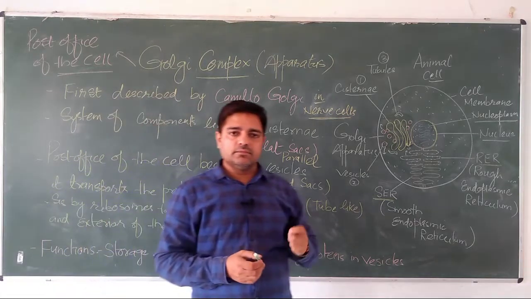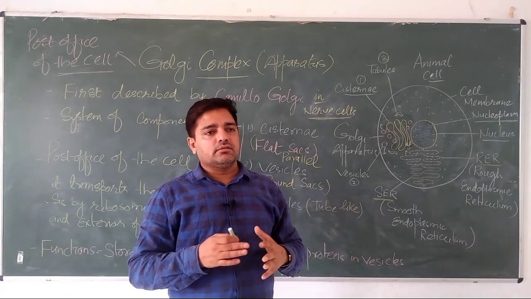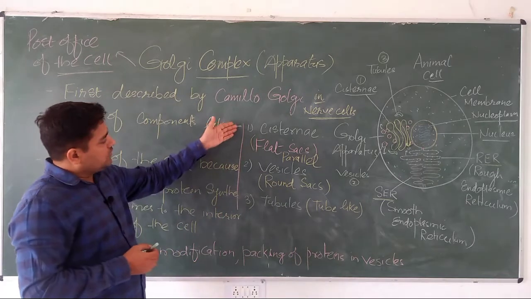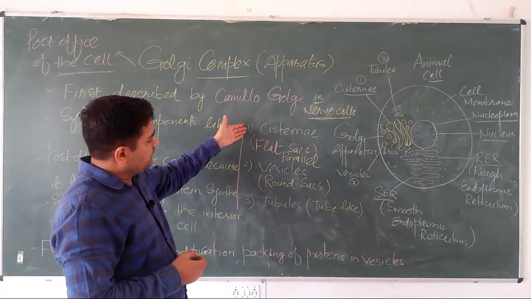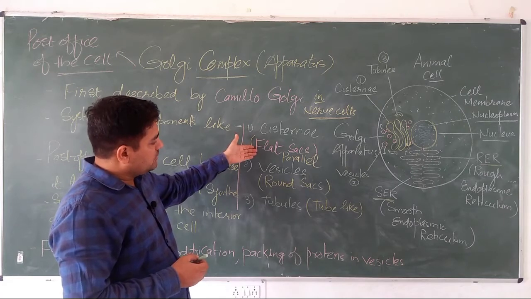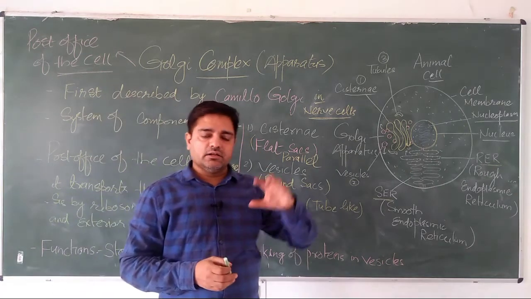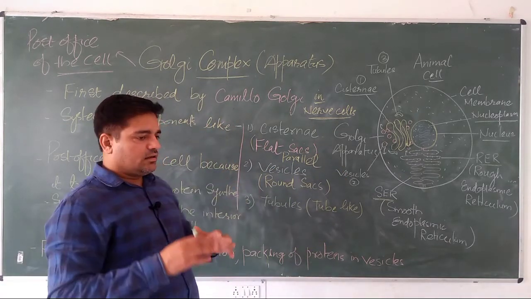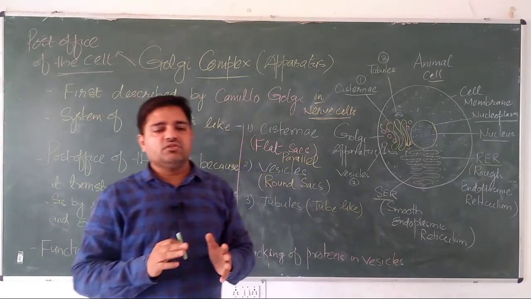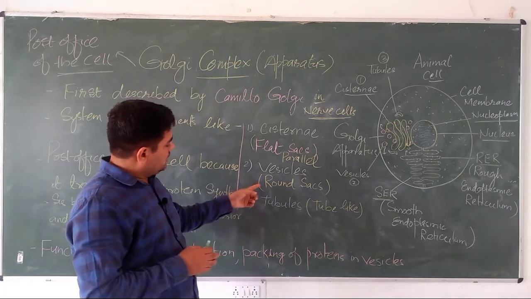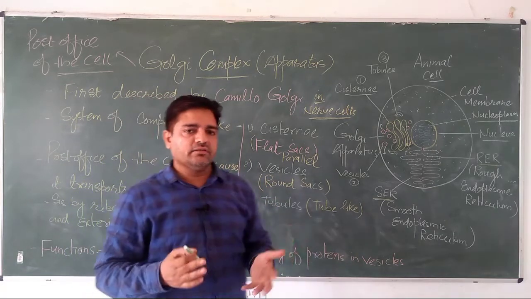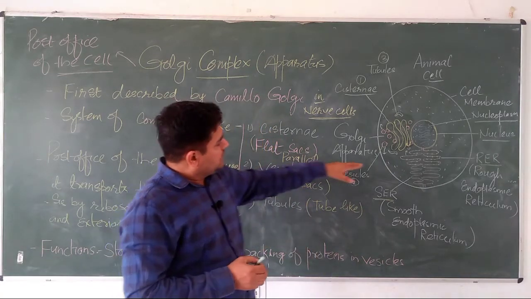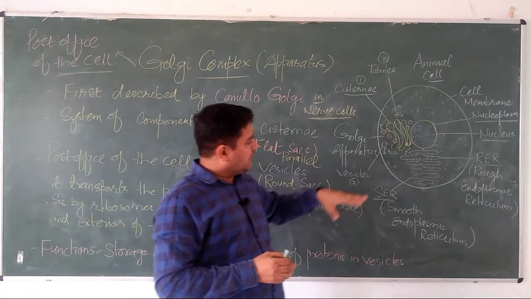Golgi complex is a system of components. It is not a single organelle, it is a system of 2 to 3 components. Those components are cisternae, which are like flat sacs parallel to each other and stacked at a point. Second is the vesicle. Vesicles are round ball-like structures in which the protein is packed. And third, tubules, which may be branched or long tube-like structures.